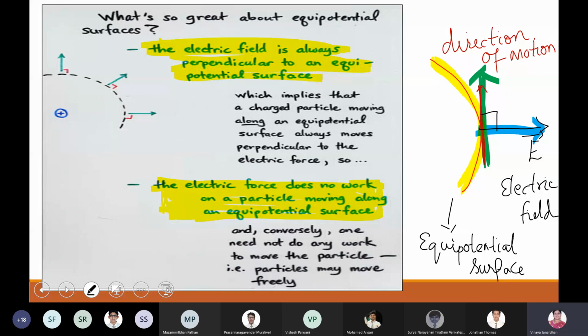Very, very important. All your reasoning based questions are based on this. Two characters. One is the electric field. The direction of your electric field is always perpendicular to an equipotential surface. Perpendicular to an equipotential surface. Okay.